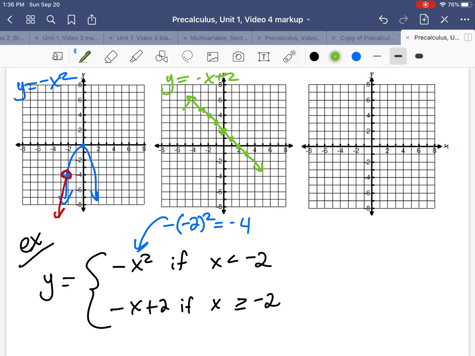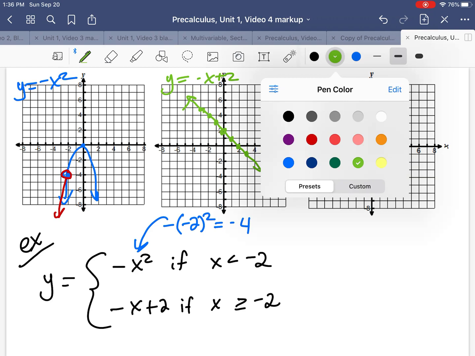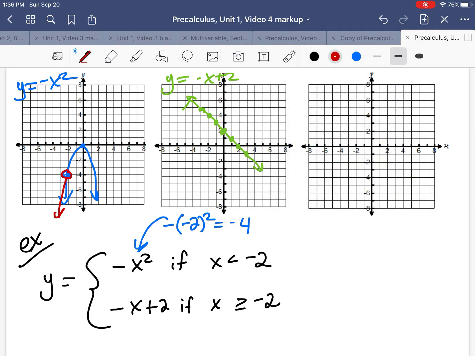All right, I only want this graph when x is greater than or equal to negative 2. So the only part of this graph that I really want is from right here. So I want this piece, and I want everything greater than or equal to that spot. I mean, I want everything to the right of that spot. So I want this chunk of the line. I don't want that. Just like I don't want this part over here.